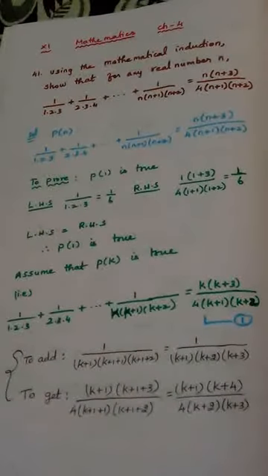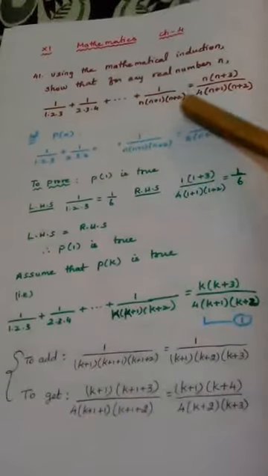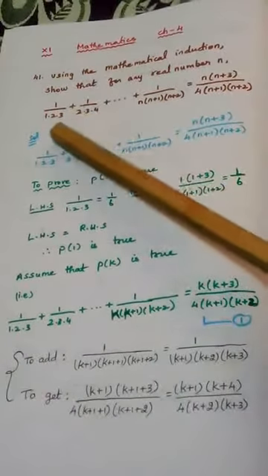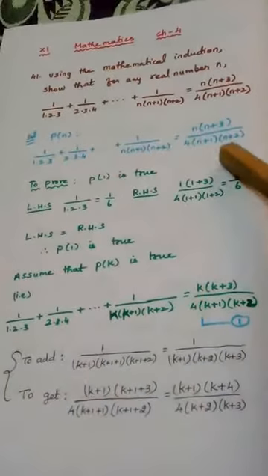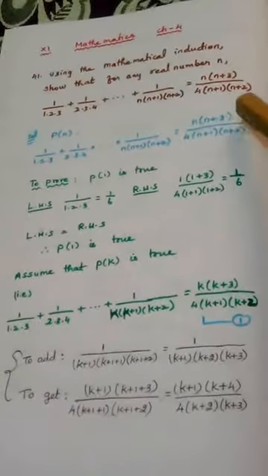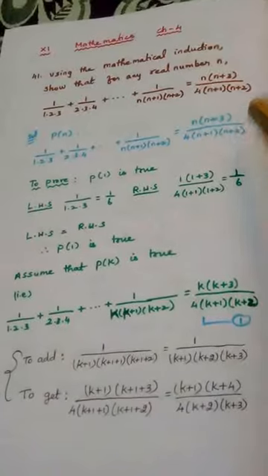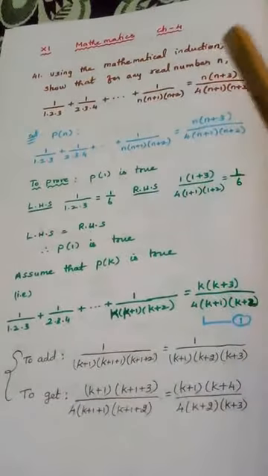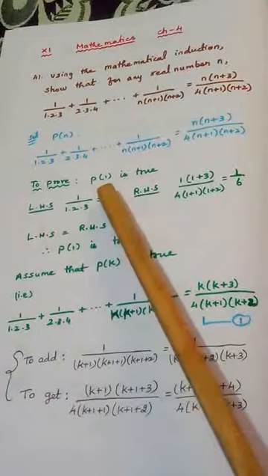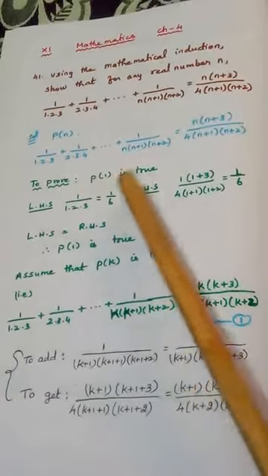So what is the first step? What is the statement given to us? We will consider that as P of n. So P of n is nothing but our statement. This is what we need to prove, as a formula, using mathematical induction. So the first step is to prove that the result is true for n equal to 1, that is, P of 1 is true.